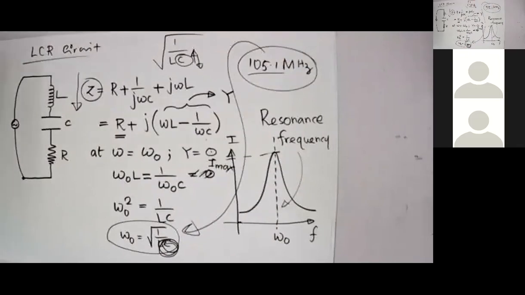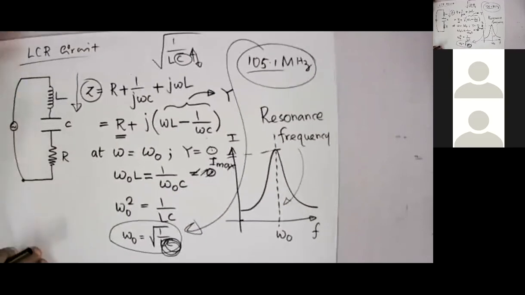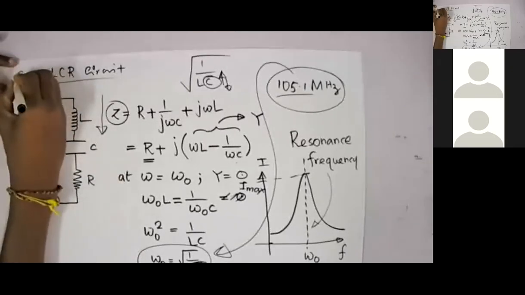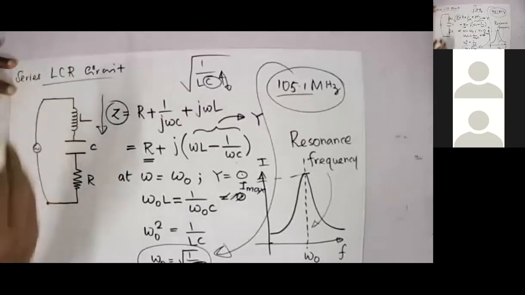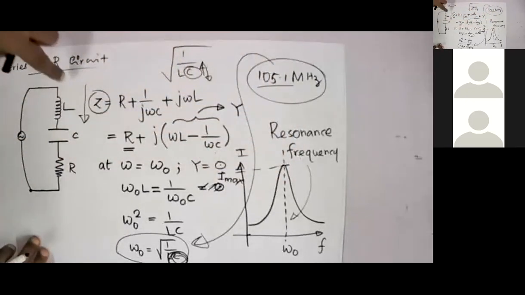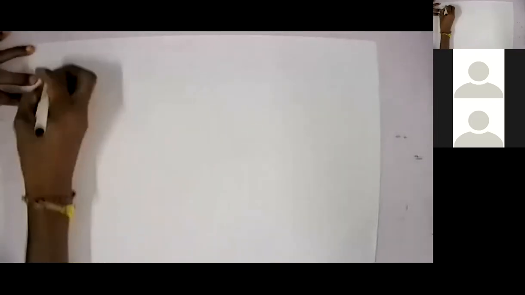Now, these are L, C and R connected in series, a series LCR circuit, and this is called series resonance. Resonance in a series LCR circuit. Now we'll consider a parallel LCR circuit, something like this.